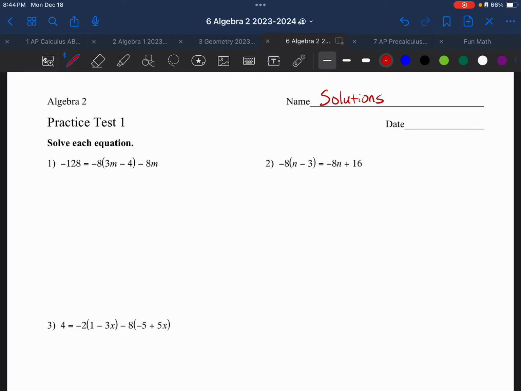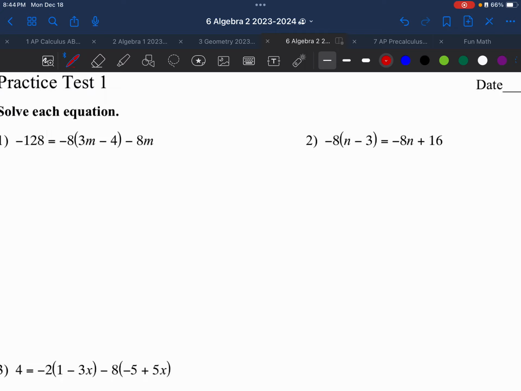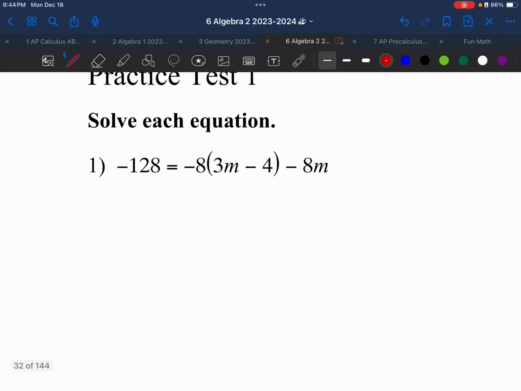This is Algebra 2. We're working on practice test number 1. In numbers 1, 2, and 3 we're asked to solve the equation. The first thing that I see is the right side has not been simplified all the way. So I'm going to simplify by distributing the negative 8.